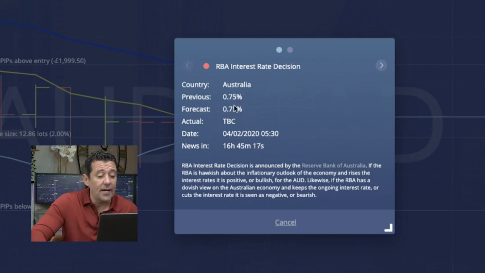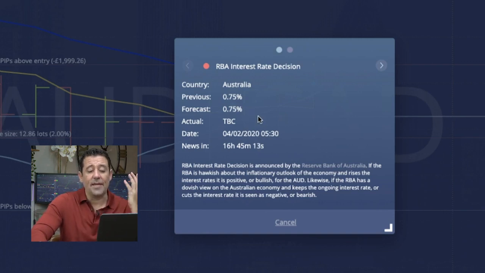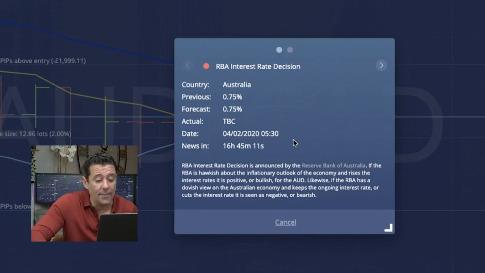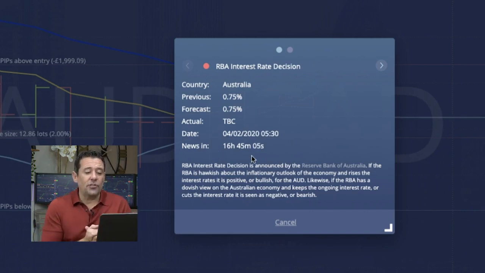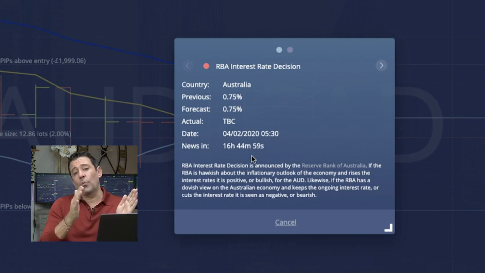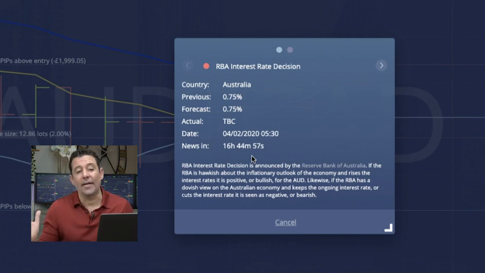Of course it's Australia. The previous was 0.75%. The forecast is 0.75%. The actual, well of course that's to be confirmed when? In the next 16 hours and 45 minutes, and that's important. So this strategy has a time horizon, meaning it has a time horizon for completion as to when you expect it to hit its target.